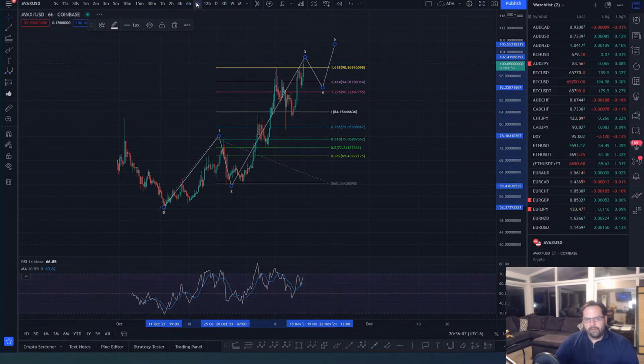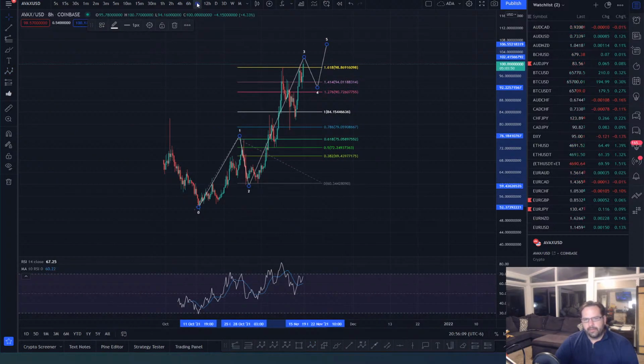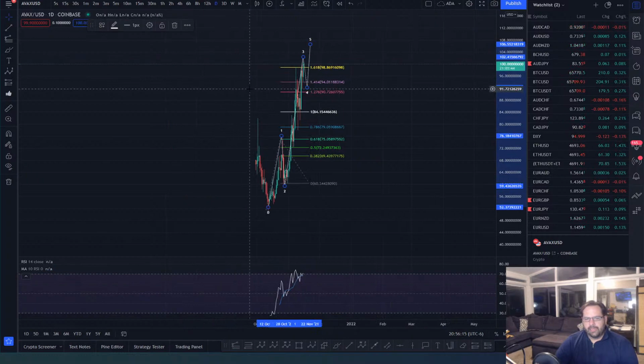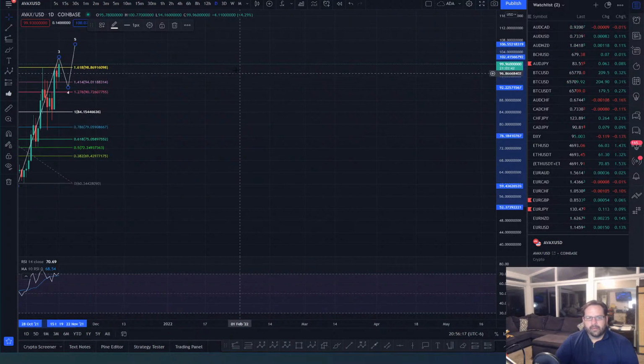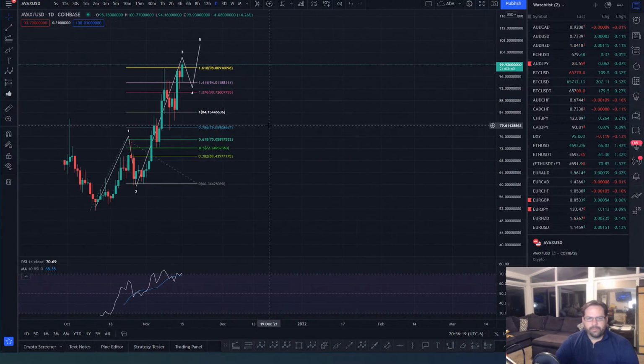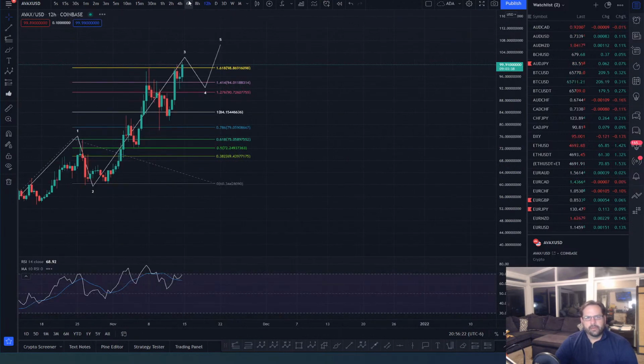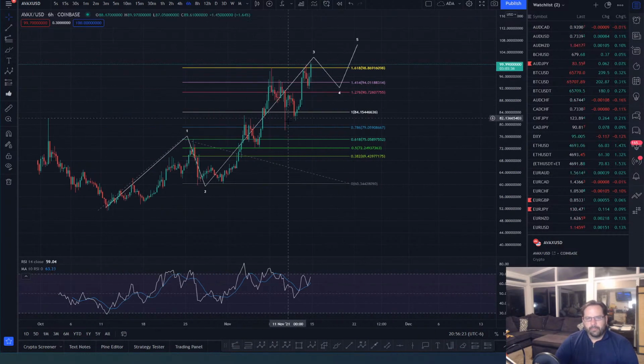If I zoom out a little bit, the daily. Yeah, this looks like it's got more up to me, for sure. I say for sure, nothing's for sure. But we're finishing up. It's like maybe an ending diagonal or something like that.